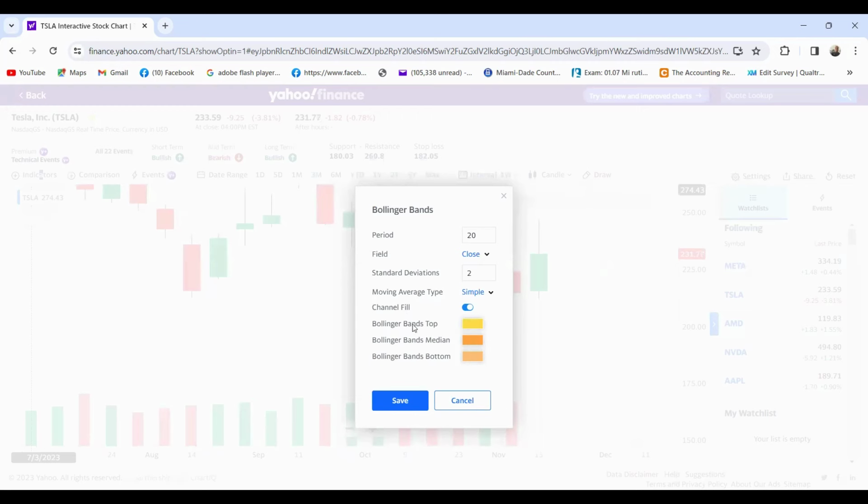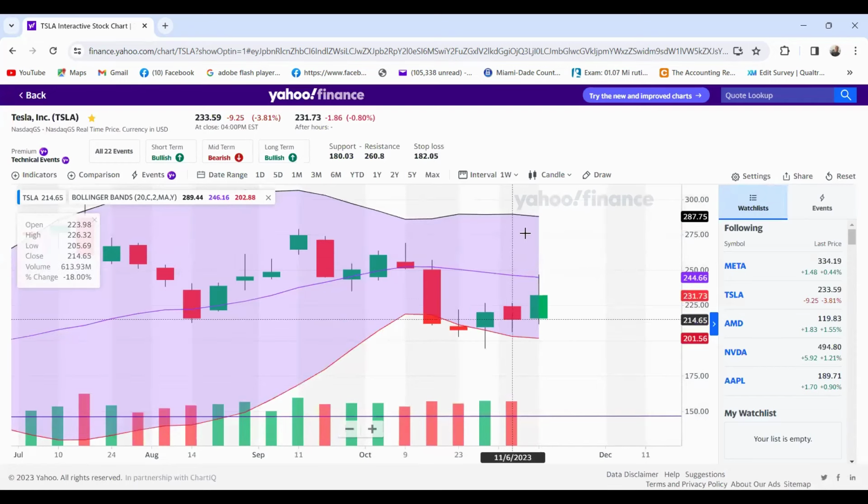We call this one the Bollinger Band top or the upper level. I can put this in dark or black. I can put the middle one, which is the moving average for it, in blue. And the Bollinger Band bottom, which is the lower level, I can put this in red and save it. So we get three things. The Bollinger Band is divided into three levels.